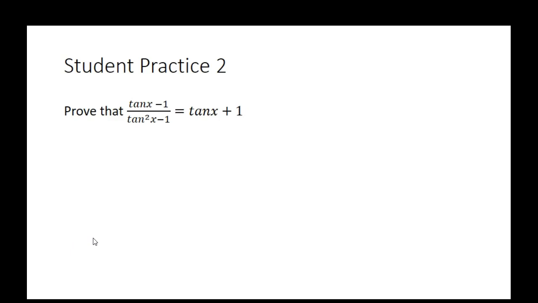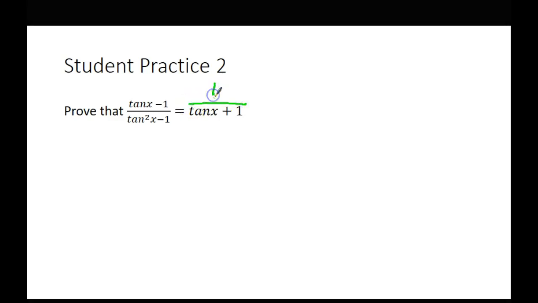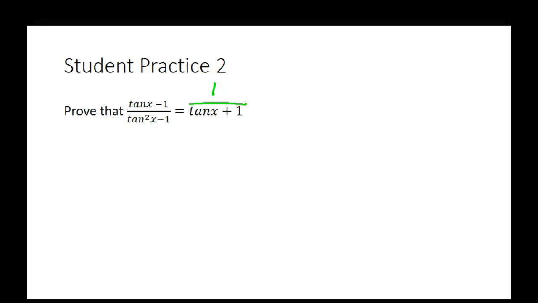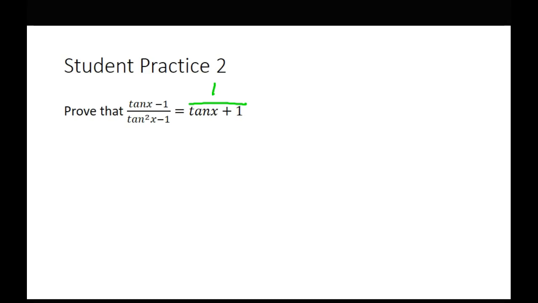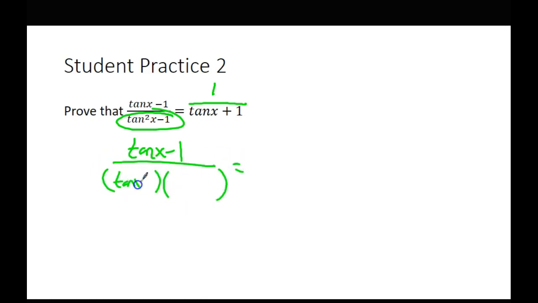All right, so this is a student practice. There's actually a mistake here, though, before we begin. I'm going to rewrite it like this. Okay, that's supposed to be 1 over tangent x plus 1. So I'm going to let you guys go ahead and try that. So right here is our difference of squares, right, guys? And so if I do that, Alex, what will the bottom be? Tan x minus 1 and then tan x plus 1. Cool.